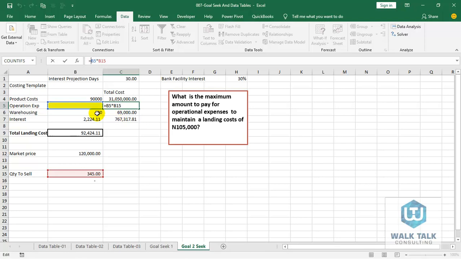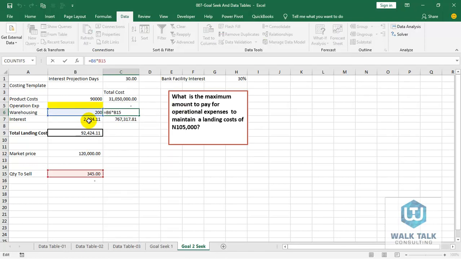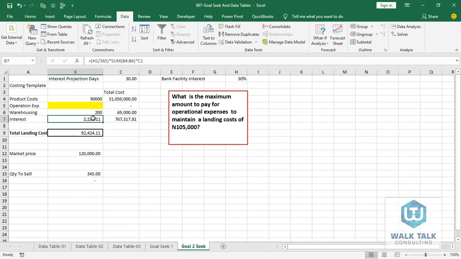So the warehousing cost is 200 multiplied by the quantity to sell, and then the interest is already calculated using this formula, and this is the total interest. Then the landing cost, this is just a base landing cost. Now the landing cost is what I'm looking for.